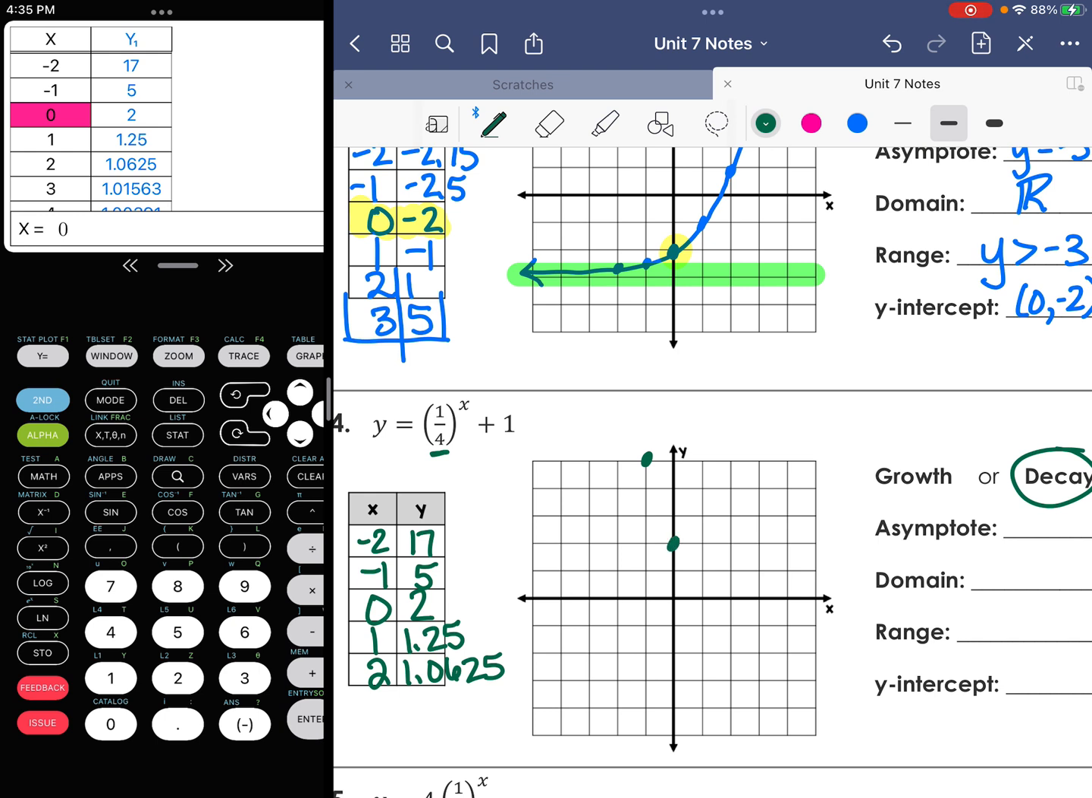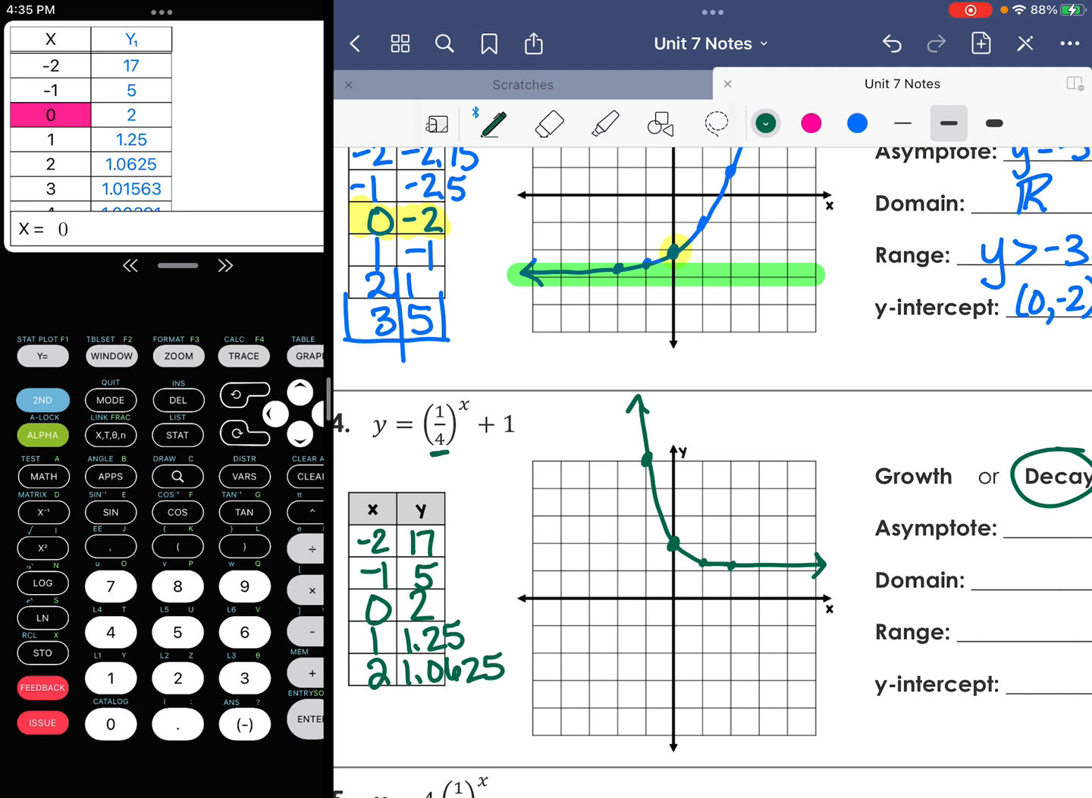And then we've got (0, 2). And then the next one is (1, 1.25). So that's right above the 1, not below it. The next one is (2, 1.0625). So that's, again, close, close, close to the 1, but not touching it. So this one is going to have a sharp turn, comes in really straight, and then it flattens out really quickly, especially compared to the one above it that has a nice gradual curve.